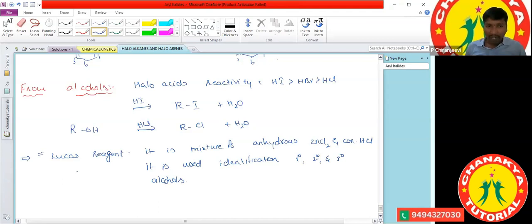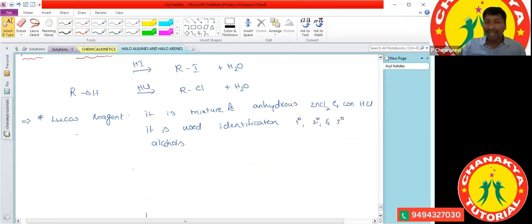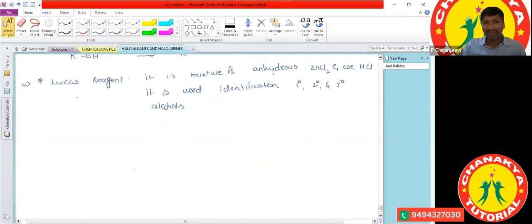Again, we are going to study the same reaction in the alcohols chapter. It is the confirmation test of the alcohols, and it is also a practical. You are going to do some practicals now. It is a viva question: what is the confirmation test of the alcohols? The Lucas test.